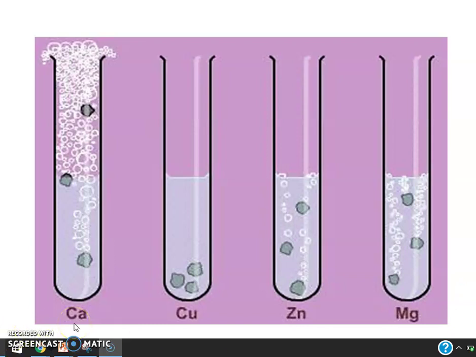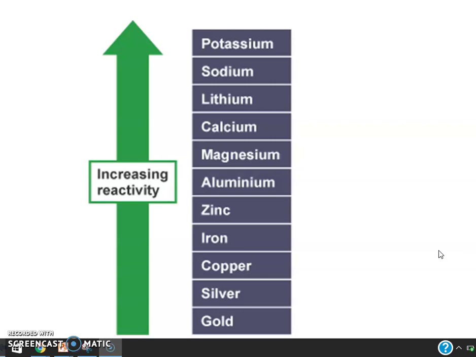For example, let's say I add calcium, copper, zinc, and magnesium into test tubes containing hydrochloric acid. As you can see in the picture, calcium reacts more vigorously compared to zinc, magnesium, and copper. Calcium is more reactive than magnesium, followed by zinc and copper. This shows that different metals have different reactivity. Therefore, we need to arrange the metals in a reactivity series.